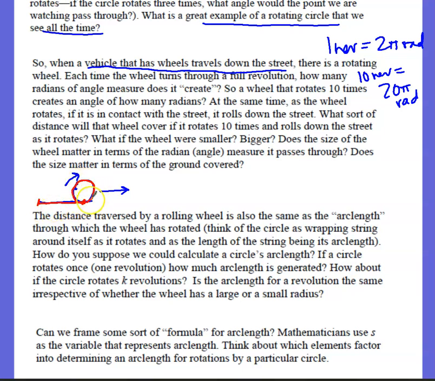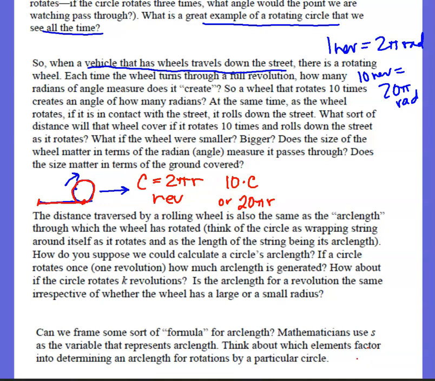Well, how long is that distance around a circle? A circumference. So each rotation or revolution would be a circumference. So if I rotated 10 times, then I would go 10 circumferences, right? That's one way of thinking of it. Or you could say I go 20 pi r.